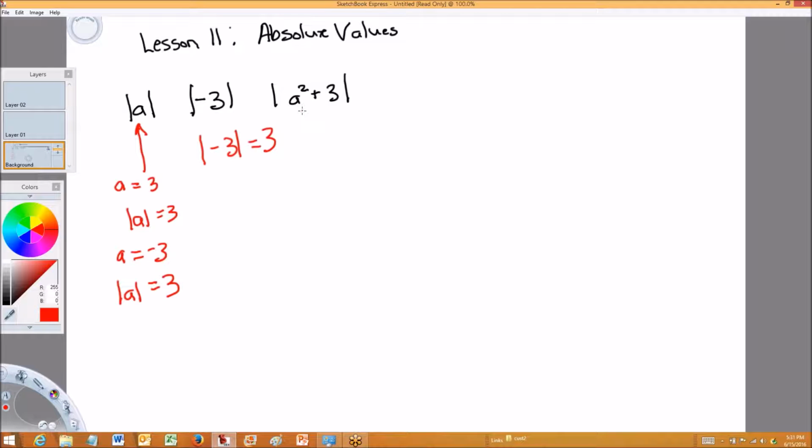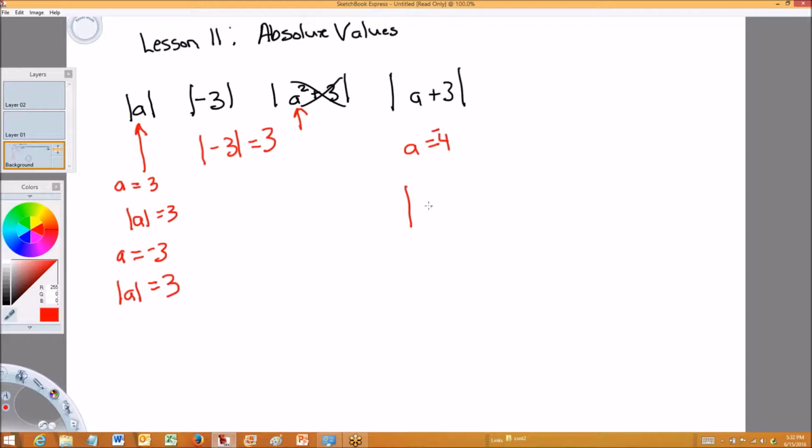And actually, the absolute value here would not be required, because any negative value squared is going to make it positive. So this would be a bit redundant. But let's change that to a plus 3.